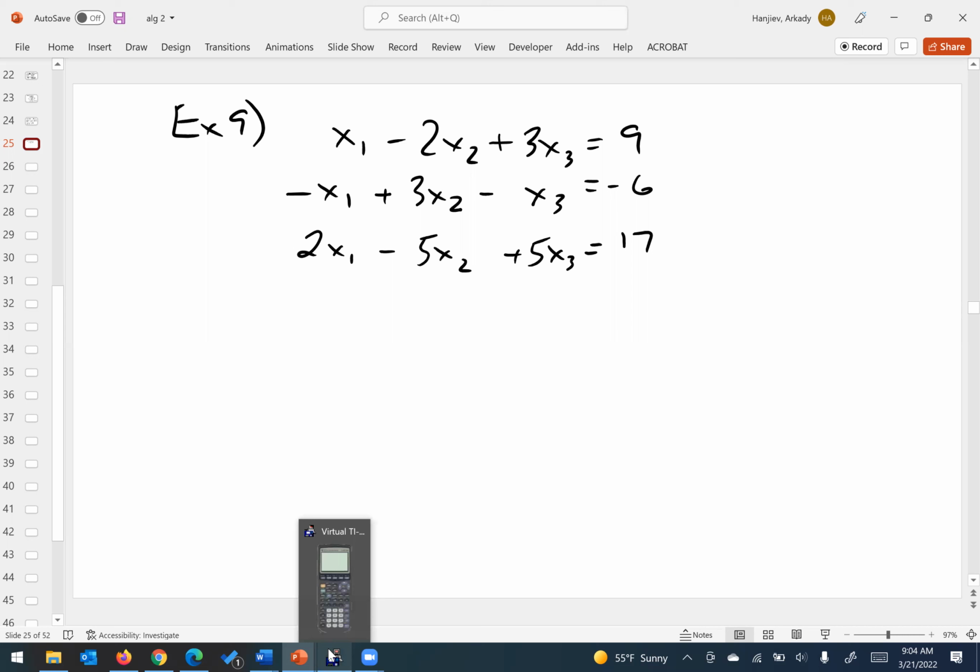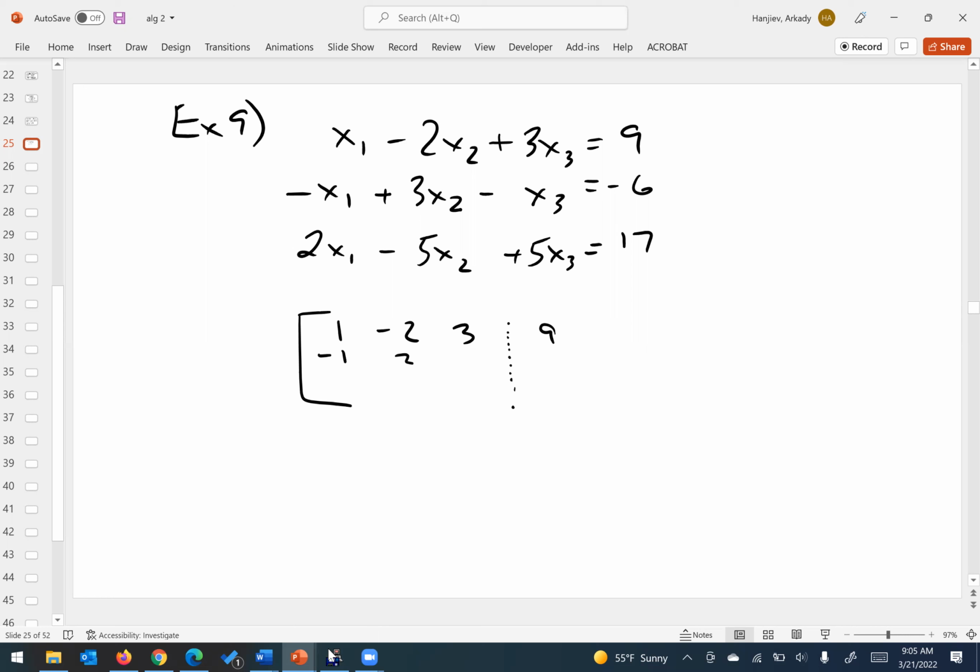First of all, I'm going to write it as an augmented matrix first. So 1, -2, 3 with a little dot, dot, dot coming down, 9. Everybody good there? Bless you. -1, 3, -1, -6, 2, -5, 5, 17. Are we good there? Cool.